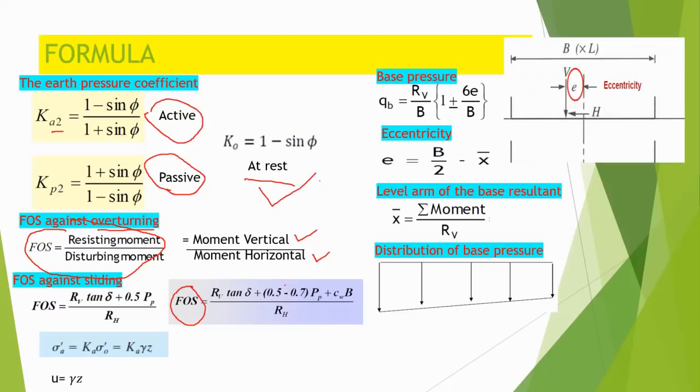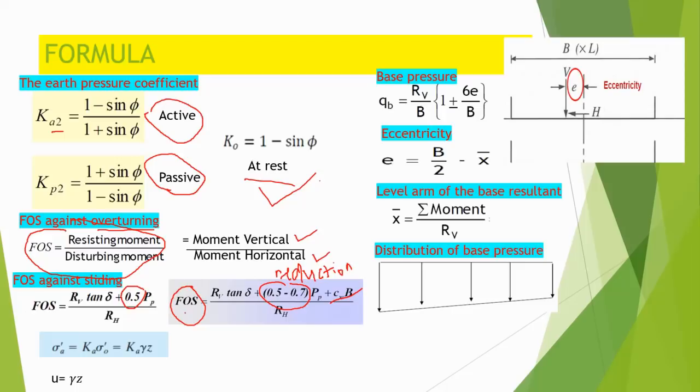Yang ni dipanggil reduction factor for passive resistance. Selalu ni bahagian passive. Selalunya dalam topik ni kita selalu guna 0.5, sebab itulah dia dapat macam ni, 0.5. Kita selalu guna reduction factor 0.5 times with passive, plus with C. C is cohesion addition and B is base. Kalau soalan tu cohesion dia adalah kosong, automatic ini kosong. That's why this equation developed from this derivation.